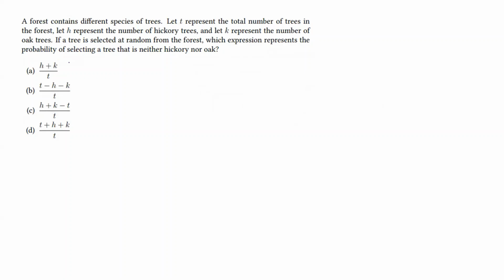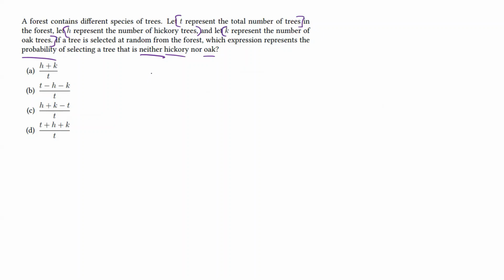Here's a probability question. We're interested in the probability of selecting a tree that is neither hickory nor oak, where T is representing our total number of trees, H is the hickory, and K is the oak. We don't want hickory and we don't want oak.